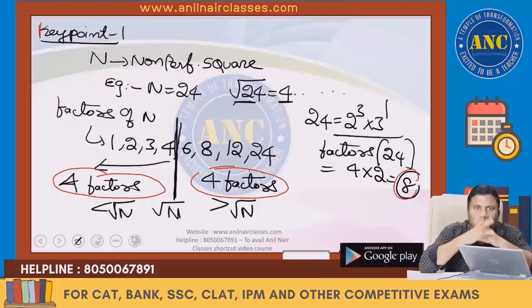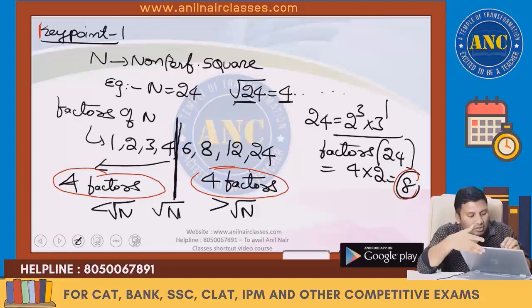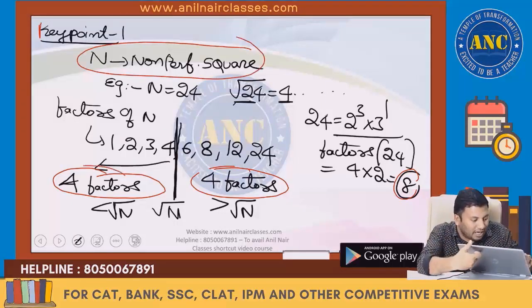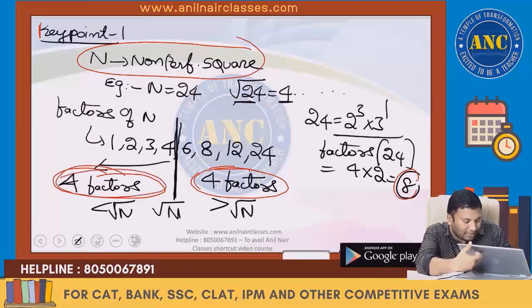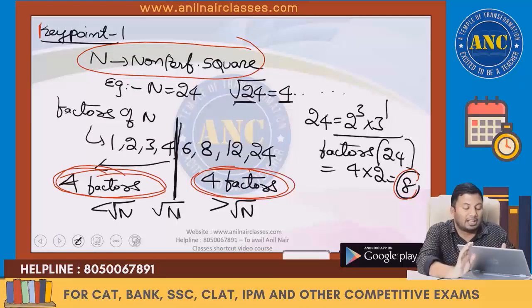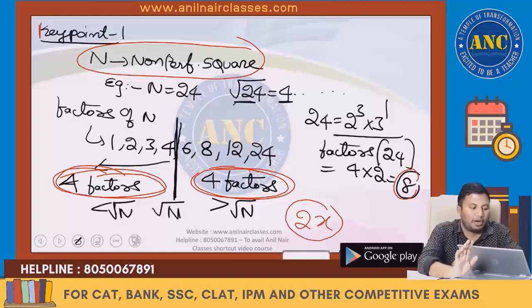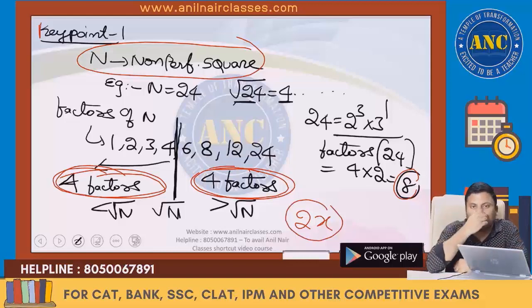Extremely important conclusion. If the number is a non-perfect square, and if there are x factors less than root n, there will be x factors greater than root n, and the number of factors will be x plus x, which is 2x. First we will write down that point. I hope this example is clear.